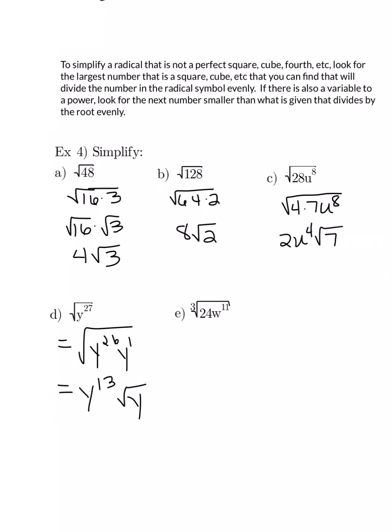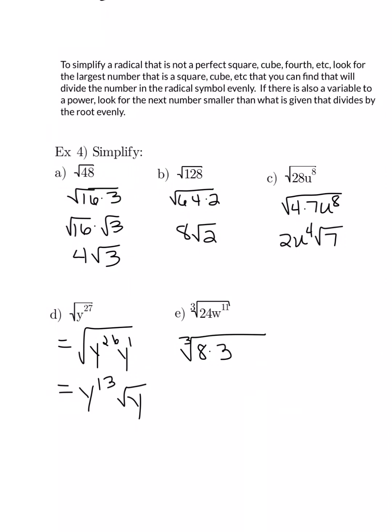Next, we're going to do the cube root of 24w to the 11th. Neither of these items, the number or the variable, are perfect cubes. So we got to think about what is the cube that goes into 24. 2 cubed is 8. That's what we need to use. We're going to break that 24 into 8 times 3.